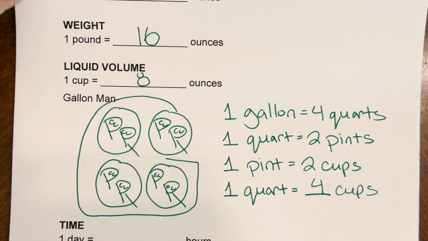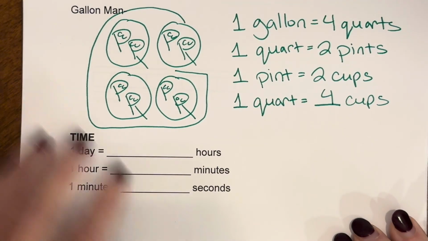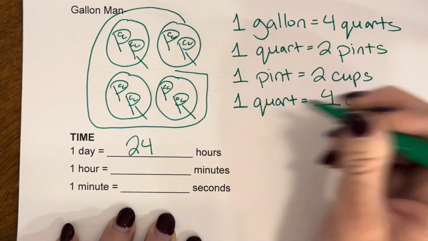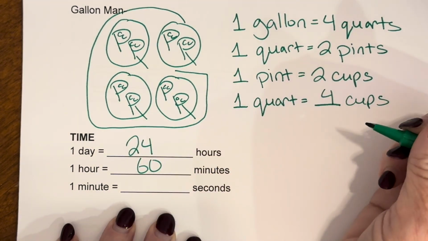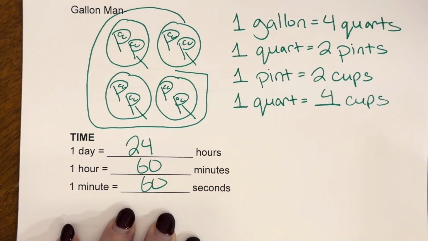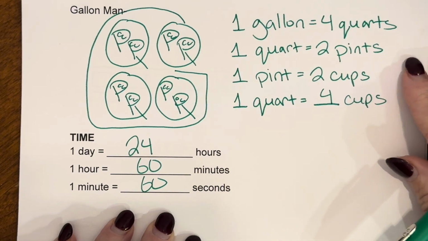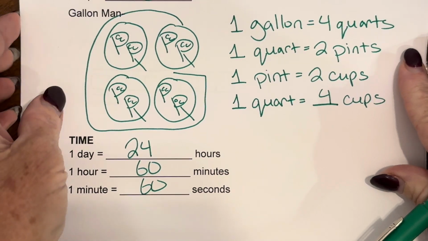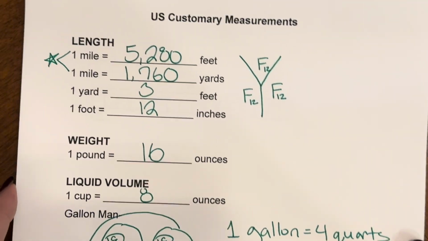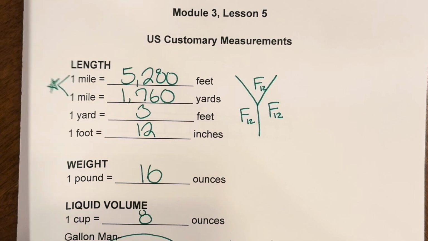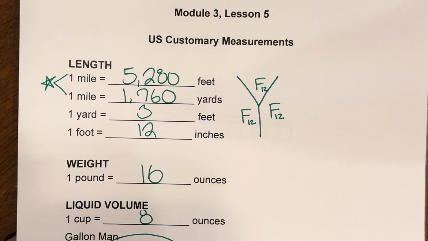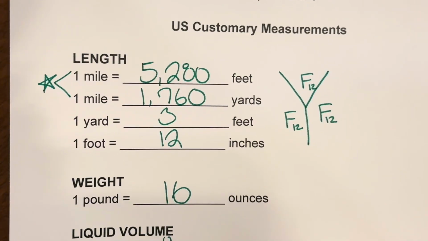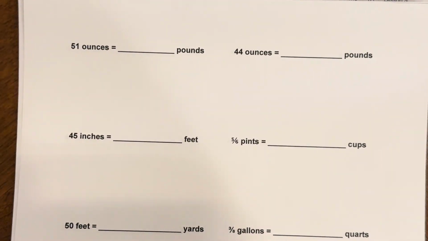So if you learn to draw Gallon King, you can pull out so many measurements from it. And then another measurement that we need to know is our time. So 1 day is 24 hours, 1 hour is 60 minutes, and 1 minute is 60 seconds. Okay, so these are measurements we're going to work on memorizing this module. But for now, you just have a cheat sheet that you can use to help you with these problems. Okay, so on my next page, I'm going to work on some by myself and then we'll do some together. So I'm going to put this aside to help me work on these.